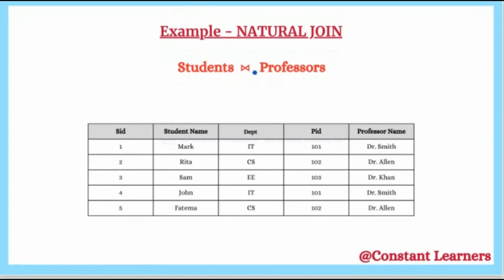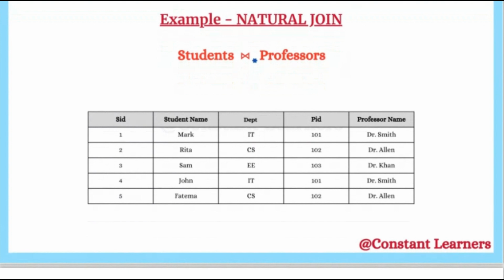Alright. Also, unlike an equijoin, the natural join removes one of the duplicate columns. That is, we don't need to include this department column two times. That's not required because it's the same only. And it is understandable that both of these students, that is Mark and Dr. Smith, are from the same department. Rita and Dr. Allen are from the same department. It is understandable in case of natural join.